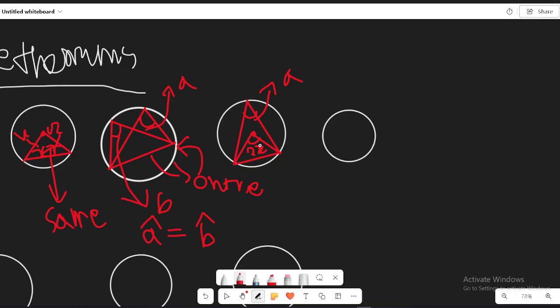I think what is much easier for you to understand is to always remember it as, say, these points as A, B, C, and let's say the center is O. Always remember that angle BOC will always be equal to twice the angle BAC.